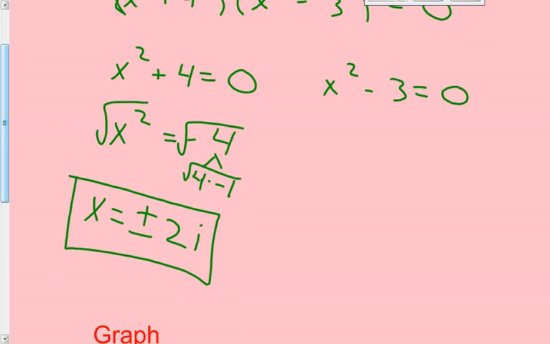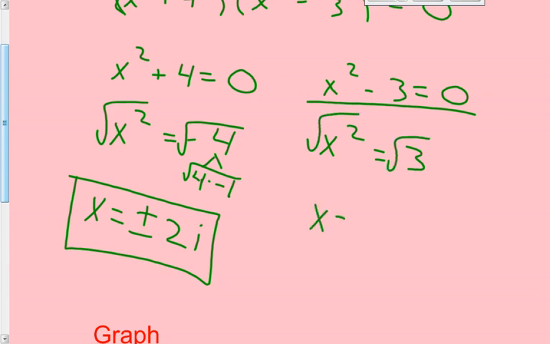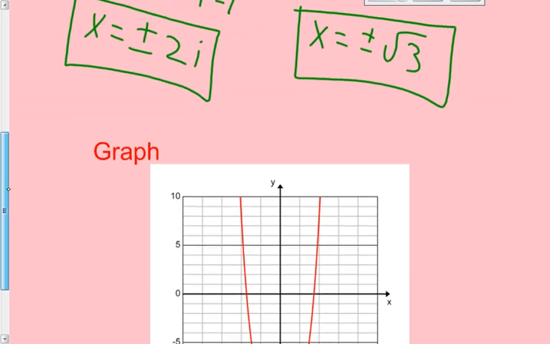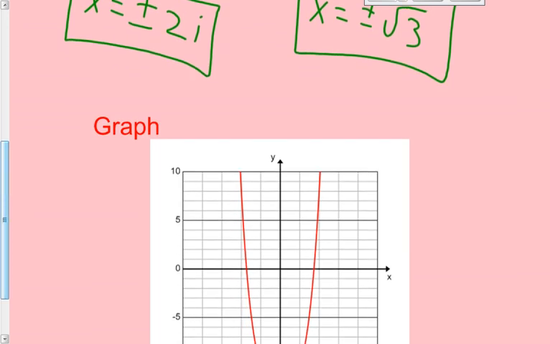The other 2 are found right here. X squared equals a positive 3 when you add 3 to both sides, and then you square root both sides. So x equals both the plus and the minus square root of 3. These are our 2 real roots, so those are the ones that are going to cross the x-axis. A positive square root 3, which is right here, and a negative square root 3, which is right there.